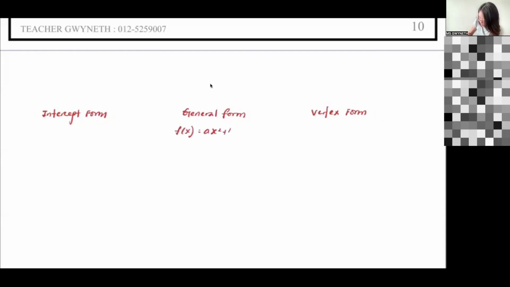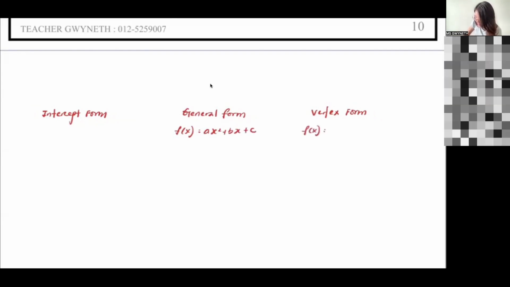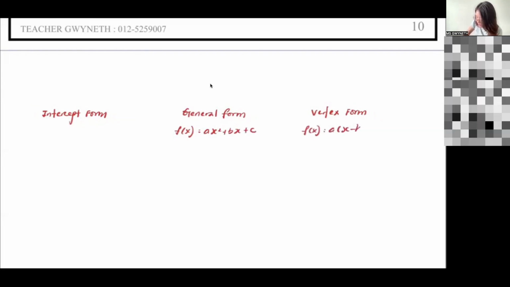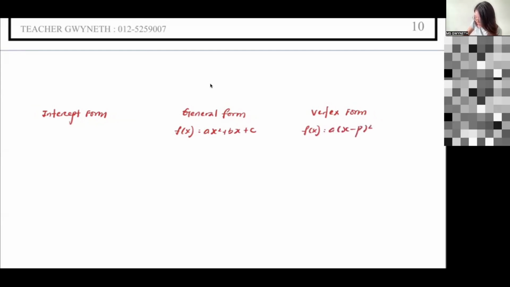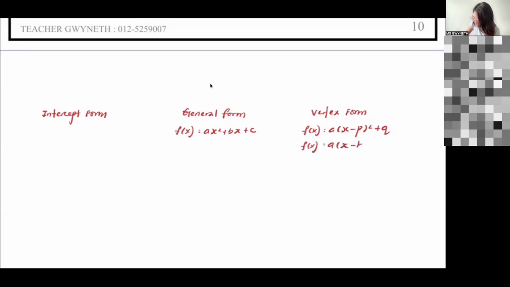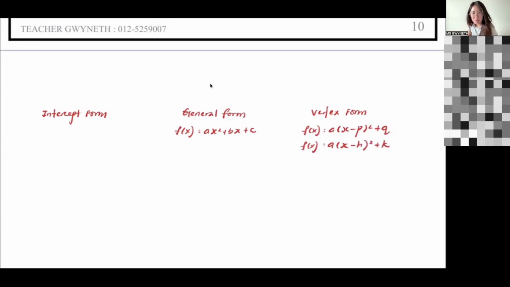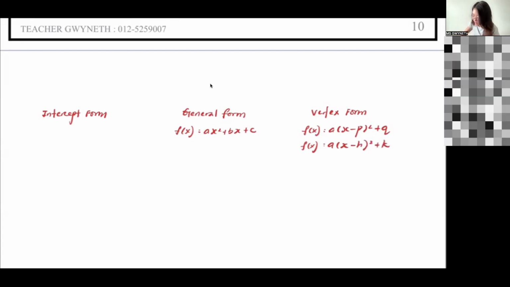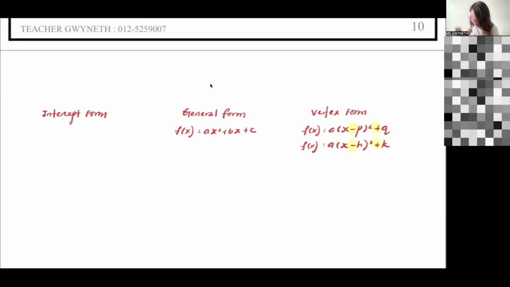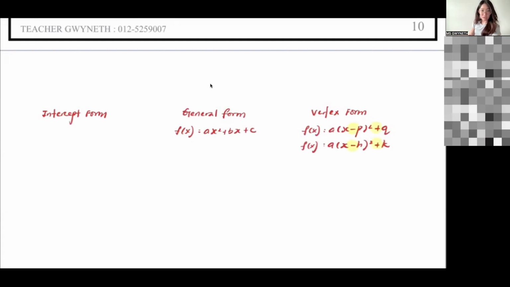Okay, general form, how it looks like. This is under functions. General form is ax squared plus bx plus c, normal. Vertex form is f(x) equals a times (x minus p) squared plus q. Some books might write p as h and q as k. It is the same thing. The important thing is the sign: negative inside the bracket, outside the bracket is positive.